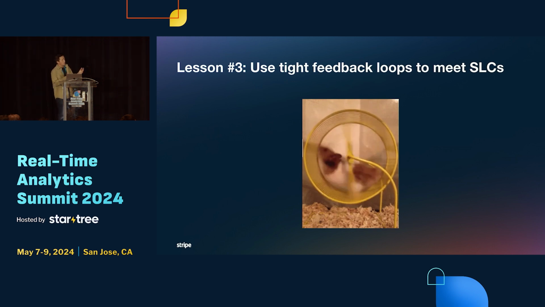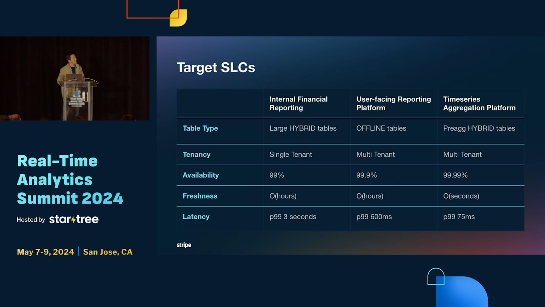And for the last lesson, I'd like to talk about tight feedback loops. I think one good practice that we've had over the years is to use tight feedback loops to maintain our SLCs. Over the past 3 years, we've had target SLCs that have evolved over time.